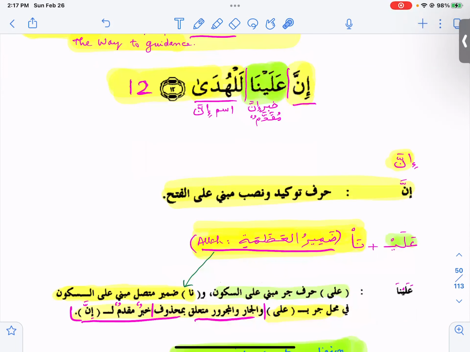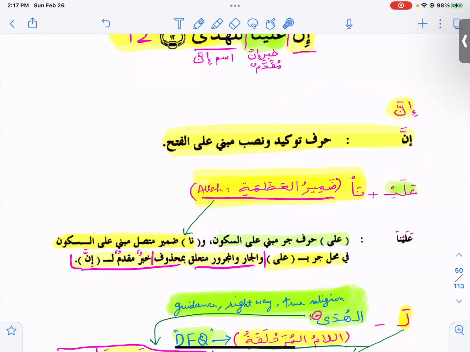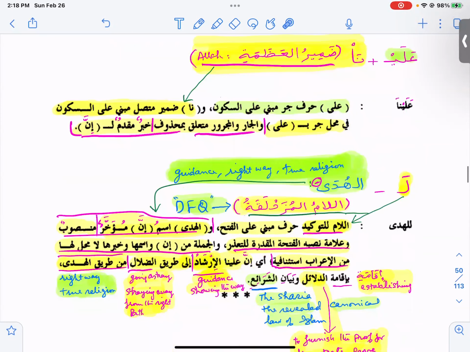Alhamdulillah. So inna, we know inna harfu taukidin wa nasbin mabni ala fatha. We are all familiar with alayna, jar majrur. But again, na has come. Whenever na refers to Allah, we must mention damirul azmati Allah. All these things I get from Dr. Fakhruddin Kabawa. I refer to him all the time. If I'm not satisfied, I go to Dr. Fakhruddin Kabawa. So that is here: Ala harfu jar mabnun ala sukun, fine. Na damirun muttasilun mabnun ala sukun fi mahalli jar Ala. Fine. Na damirun, so that is damirul azmati, mabnun ala sukun.